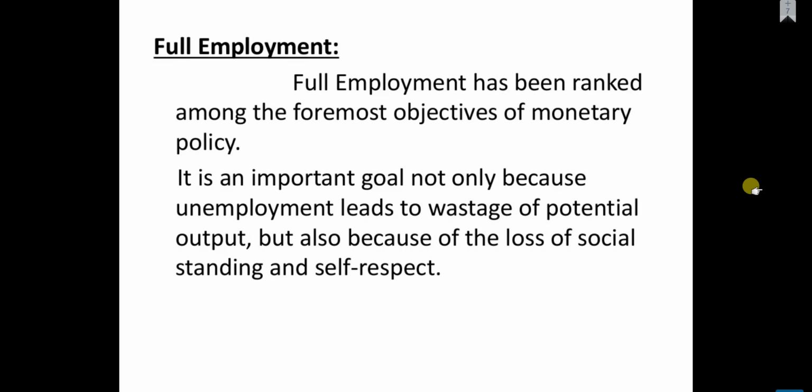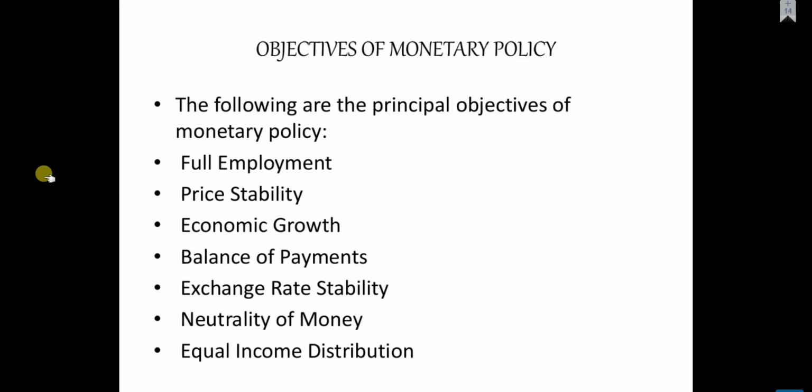The sixth one is the neutrality of money. Economists such as Wicksell and Robertson have always considered money a passive factor. According to them, money should play only the role of a medium of exchange and nothing more. Therefore, monetary policy should regulate the supply of money.